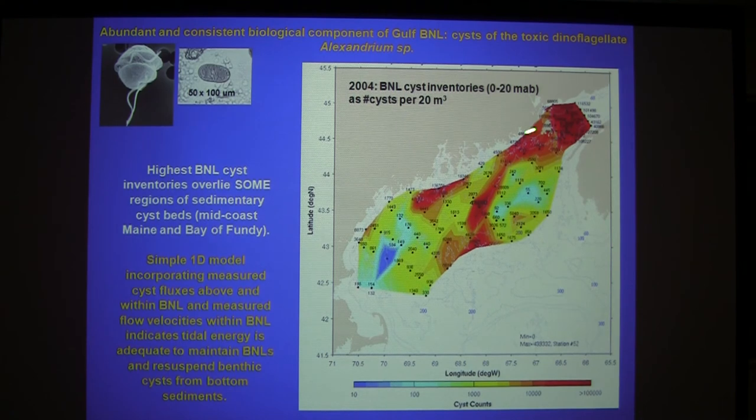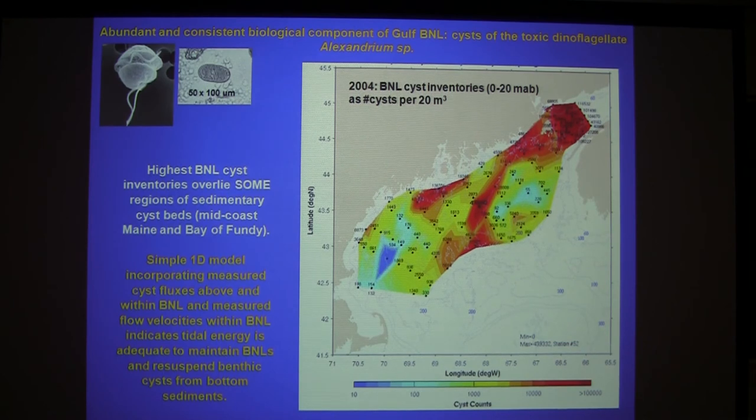So what you're looking at is the highest concentrations of cysts in the nepheloid layer, in the bottom 20 meters of the nepheloid layer in the Gulf of Maine. So it's not surprising we have a sedimentary cyst bed up here. We have high, thick nepheloid layers in this region and out into Jordan Basin.